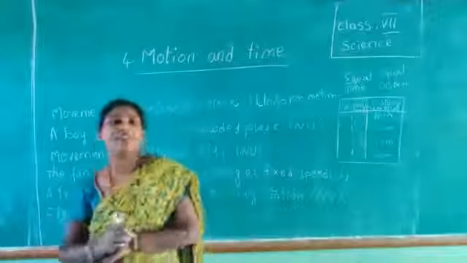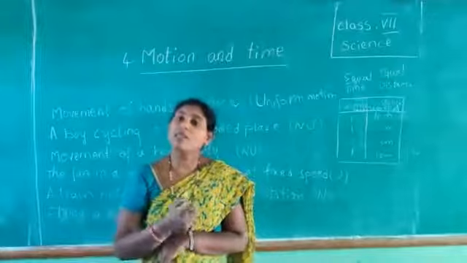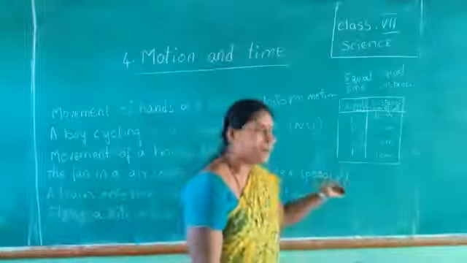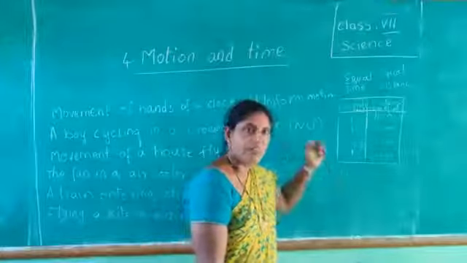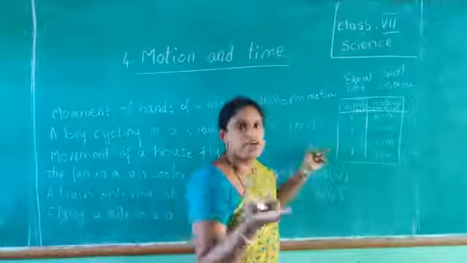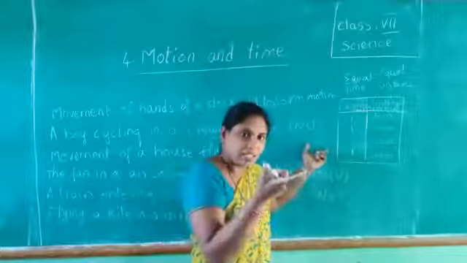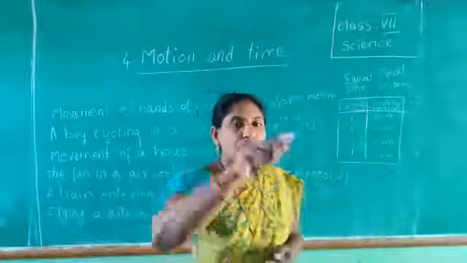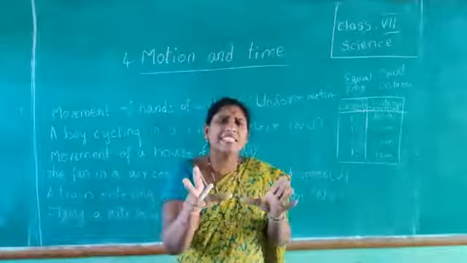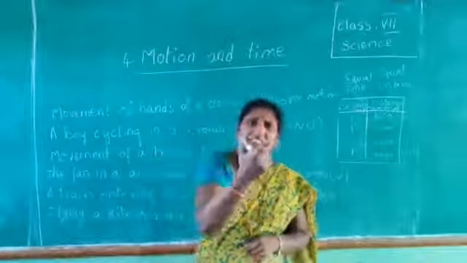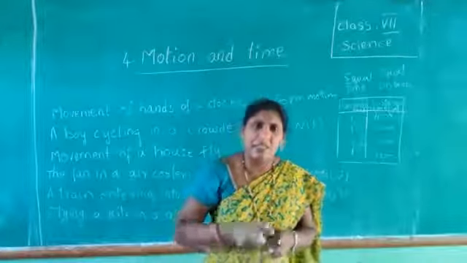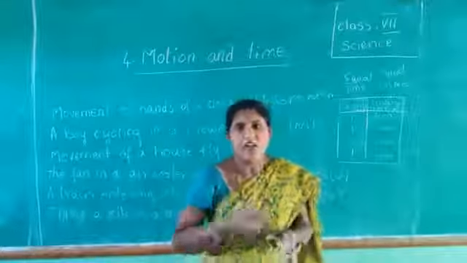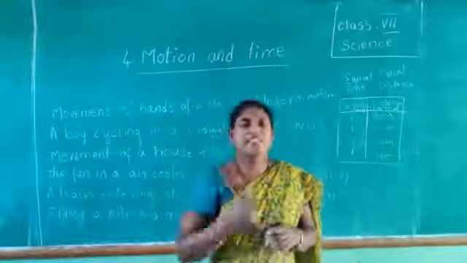If a body travels equal distances in equal intervals of time, such a body is said to be in uniform motion. For every 1 second, it makes one rotation. For example, if it travels a complete rotation, that is 360 degrees. For one rotation, it is moving 30 centimeters. Next rotation, it is moving 30 centimeters. Again, the next rotation, it is moving 30 centimeters. For every one rotation, it is moving 30 centimeters.